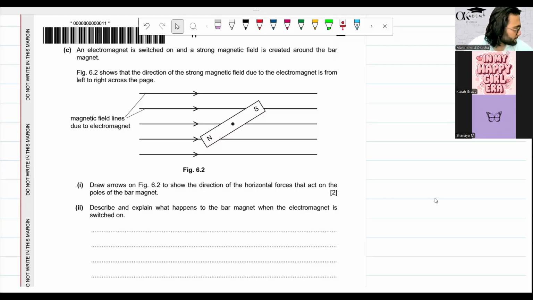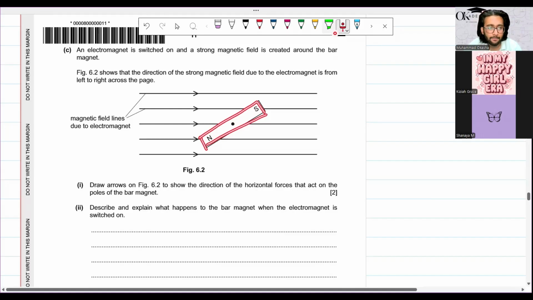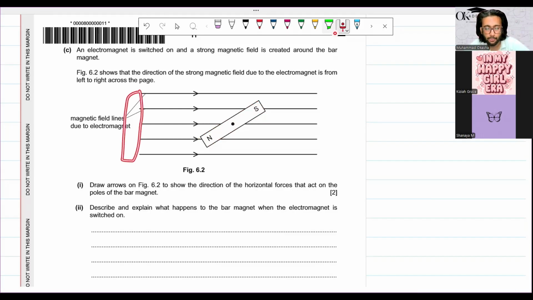All right. So we have part C of the same question, which says an electromagnet is switched on and a strong magnetic field is created around a bar magnet. So we have a bar magnet placed here, just like before. But then we have another electromagnet. We're not shown the poles of the electromagnet, but only the magnetic field lines due to the electromagnet. Figure 6.2 shows the direction of the strong magnetic field due to the electromagnet is from left to right across the page. This is left and this is right, so the magnetic field is going from left to right.